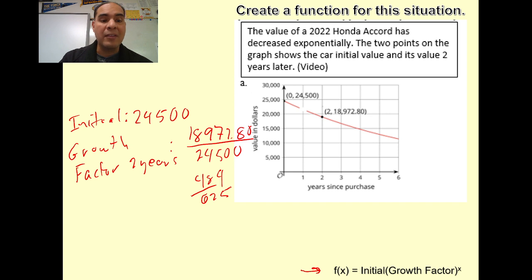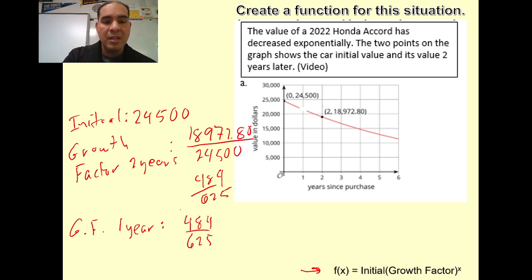Now that's the growth factor after 2 years. So the growth factor, I'm going to write GF here, the growth factor after 1 year, because we're going to make a function per year, is going to be that number, 484 over 625. And since the original growth factor is for 2 years, the growth factor for 1 year is going to be to the power of 1/2. Okay, so that is our growth factor, and now we're going to create our function.